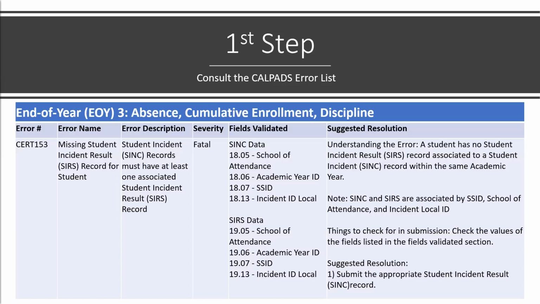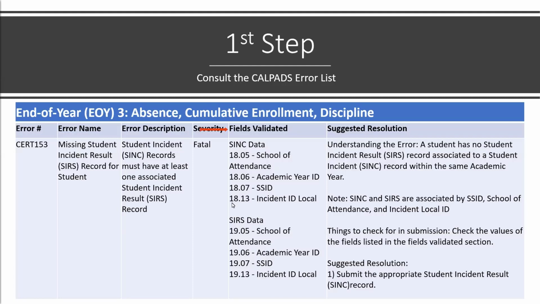It's quite possible that a student incident record has more than one result for a student, right? Students can be suspended and expelled for a single incident, right? But at least there must be one. If a student's involved in an incident that's reported to CALPADS, the result, even if it's other means of correction or no action taken, must be reported, okay?